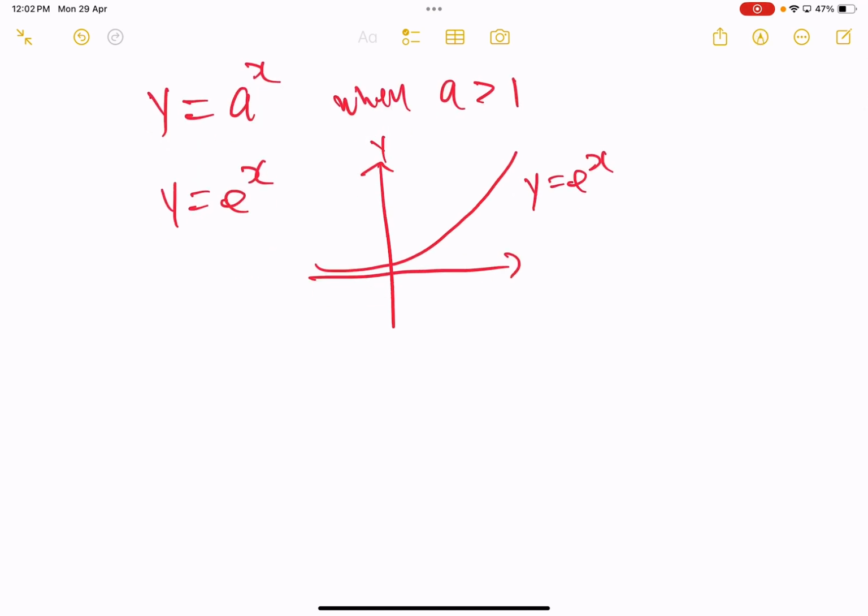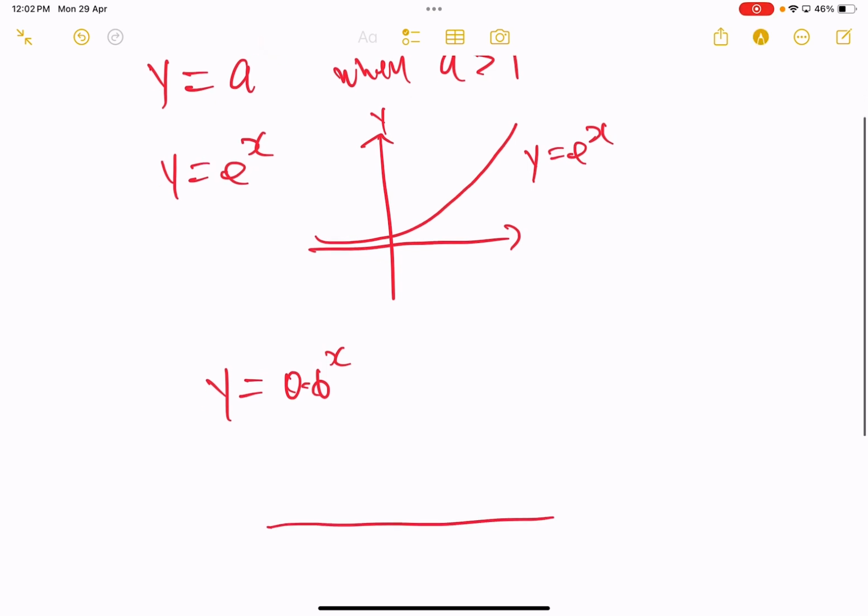But when a is less than 1, for example, when I have y equals 0.6^x, then it is no longer exponential growth, but it decays over time. Okay, so it's a different thing.